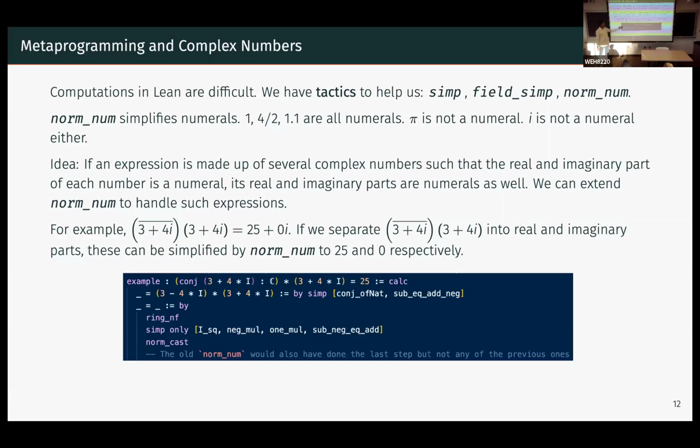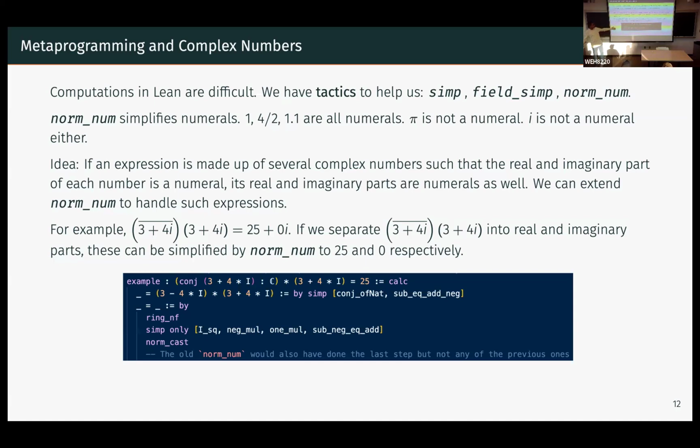I did also split this up a little bit because I wanted to illustrate that there's a couple of non-trivial things happening here. Such as, for example, in this step, really all that's happening is that you're showing the conjugate of that is this. And then here, ring_nf is something that normalizes expressions in rings. It puts them in a certain form. And then you simplify it, and then you have casts, which are inclusions, like from the rationals to the reals would be a cast, for example. So you have a couple of these things.